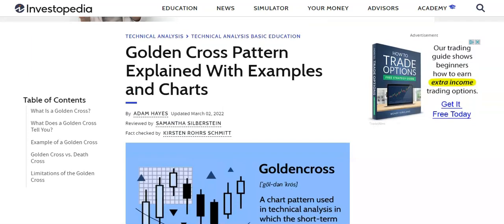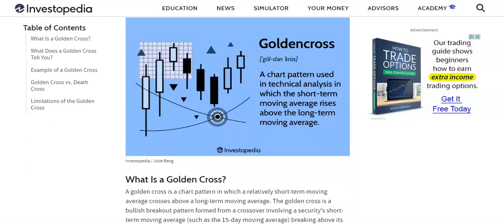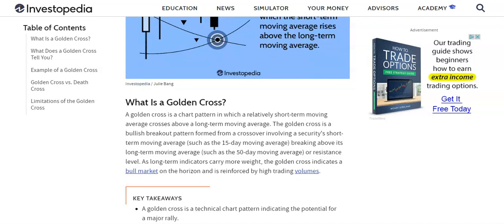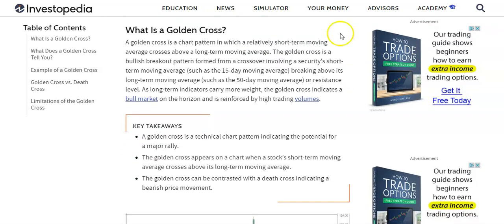So what I want to go over first are the golden cross patterns explained, and then we'll go to the charts, because I did put that on my technical analysis, on my indicators on TD Ameritrade's Thinkorswim. So before I show you that, I want to give you some information on exactly what this is.